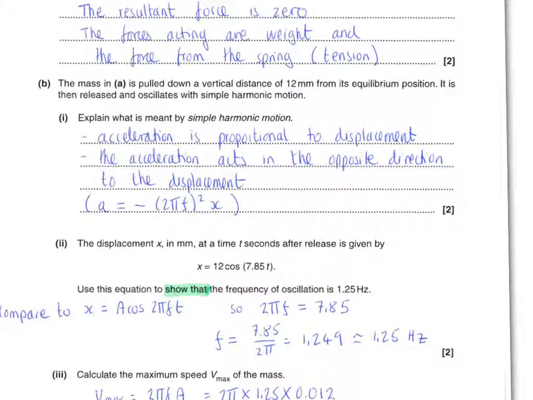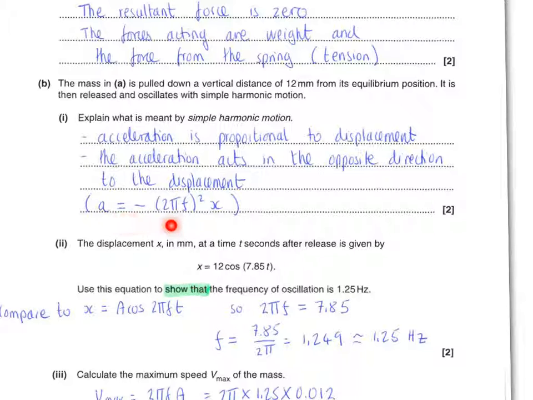The second part of the question is really just the definition of simple harmonic motion. There are always 2 points to make. Firstly, the acceleration is proportional to the displacement. And secondly, the acceleration acts in the opposite direction to the displacement. This can also be expressed by saying that the acceleration always acts towards the equilibrium position. And these two alternative phrases are usually both somewhere in the mark scheme.